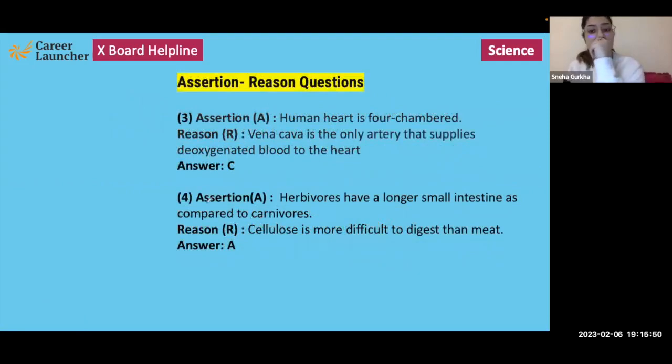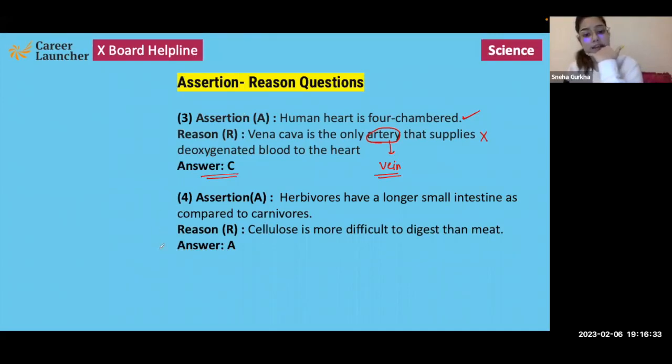Next, assertion says human heart is four-chambered. This is true. Reason says vena cava is the only artery that supplies deoxygenated blood to the heart. Vena cava is not an artery, but it is a vein. So this particular statement is incorrect. So assertion is true, but reason is false. So we have to go with option C, that assertion is true, but reason is false.